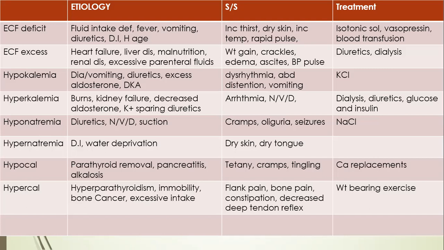And in hyperkalemia, the causes are burns, mainly, rupture of cells, kidney failure, decreased aldosterone, and potassium-sparing diuretics. So give me an example for potassium-sparing diuretics.